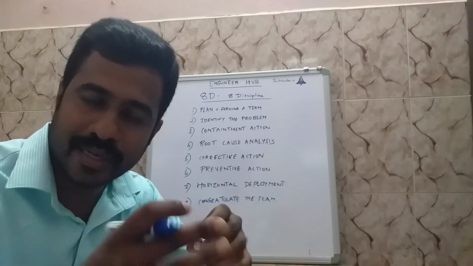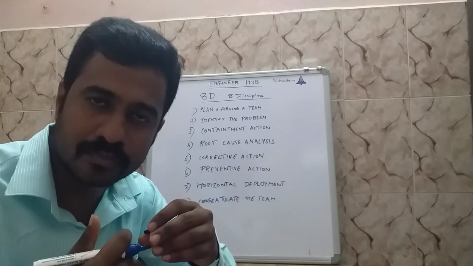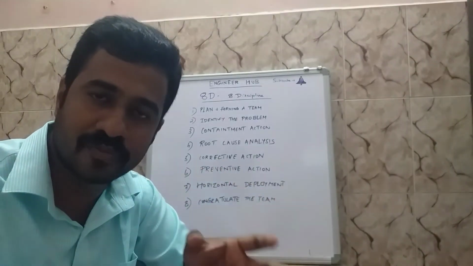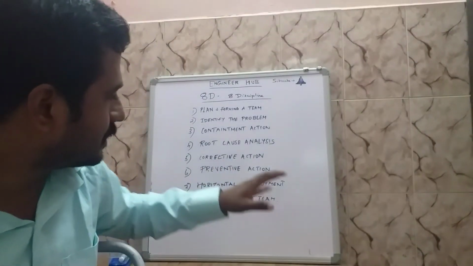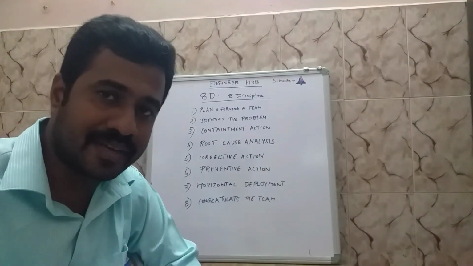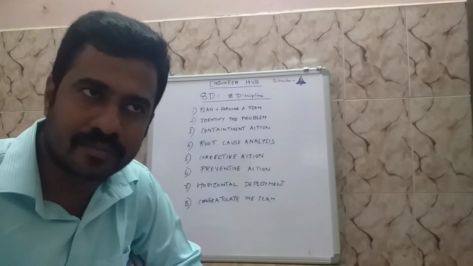So you have done a corrective action for that particular problem. So that is called the corrective action: giving him a solution for the particular problem. That comes under the fifth stage of the 8D. What is the sixth stage? It's called preventive action. So what is the preventive action?